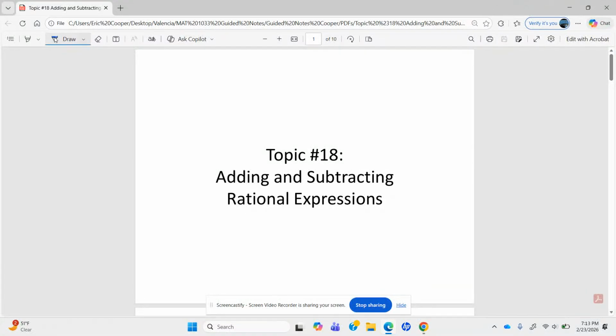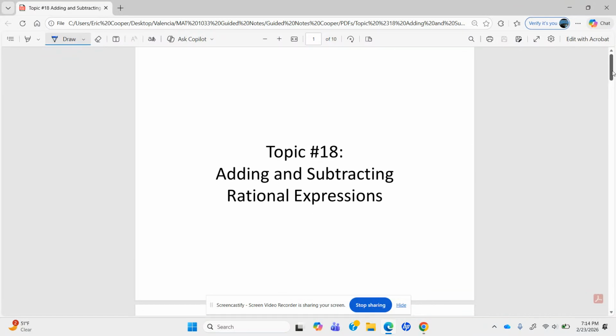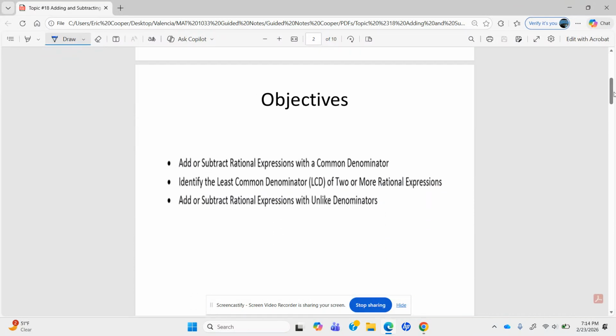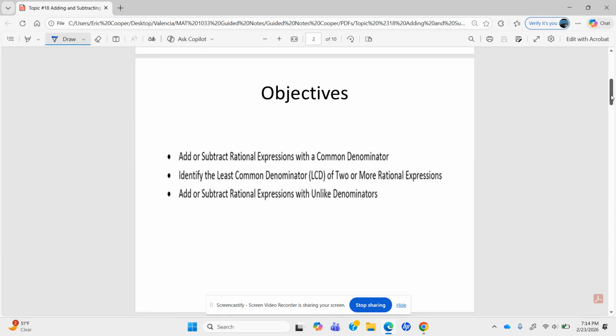Hello, everybody, and welcome to topic number 18, adding and subtracting rational expressions. The objectives for today are to add and subtract rational expressions that have a common denominator already, identify the least common denominator, or LCD, of two or more rational expressions, and then learn how to add and subtract rational expressions with unlike denominators.